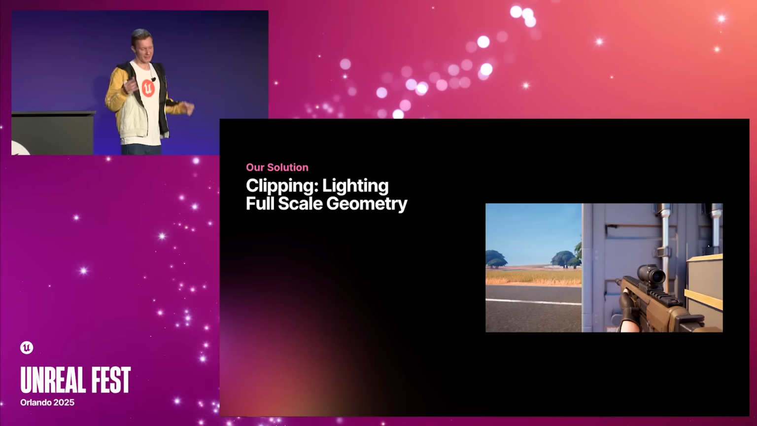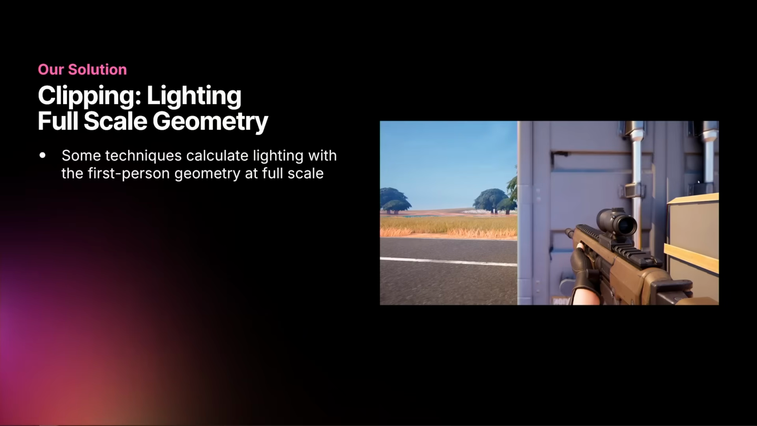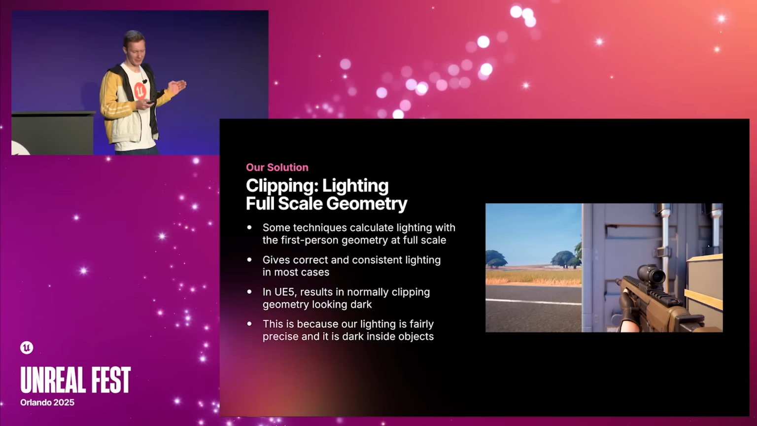First, let's talk about lighting full scale versus scaled down geometry. That was pretty much the first thing that we decided on what to do about that. So, like I said, some techniques calculate lighting with the first-person geometry at full scale. This gives correct and consistent lighting in most cases. In Unreal Engine 5, this actually results in normally clipping geometry looking weirdly dark. And actually this is because our lighting is fairly precise, not to toot our own horn too much, but if you think about it, it is kind of dark inside objects, if that makes any sense at all. Like assuming they're hollow, which I guess they kind of are in video games, it's dark inside.